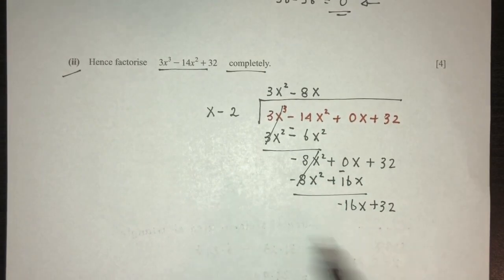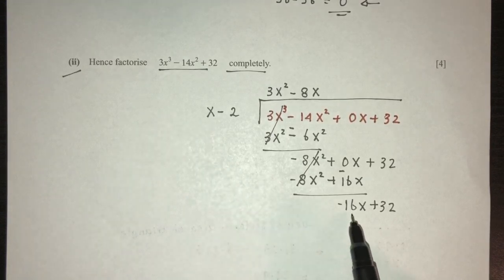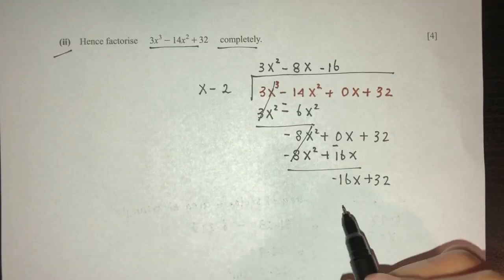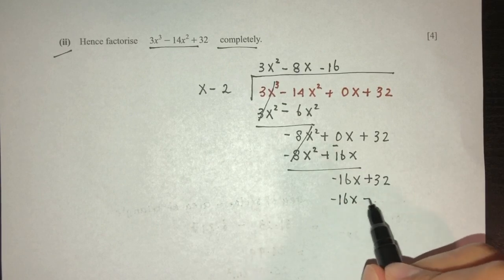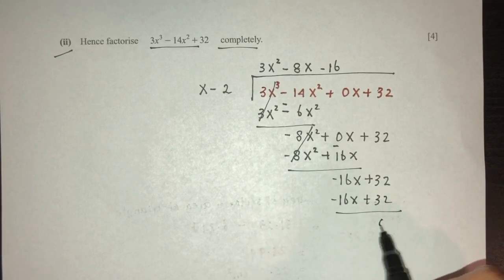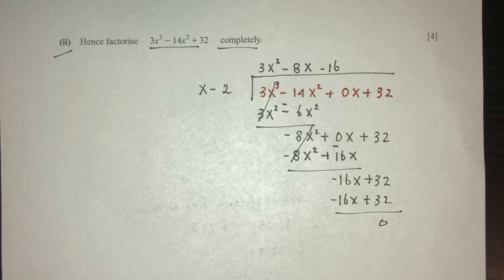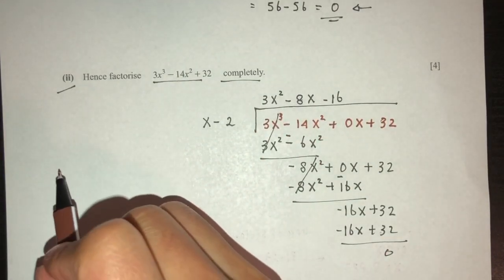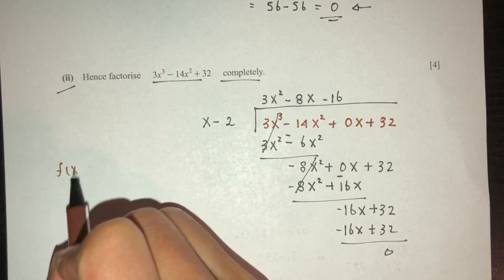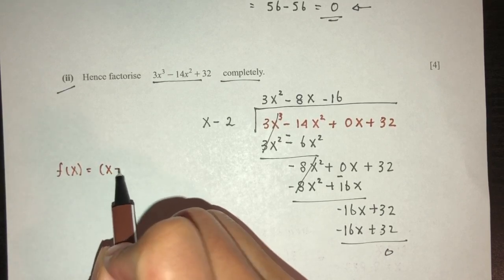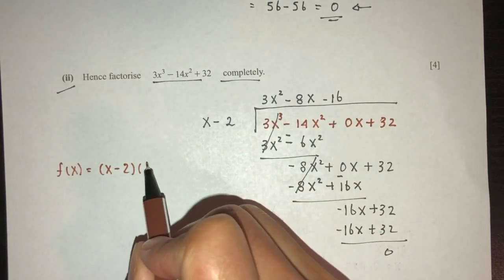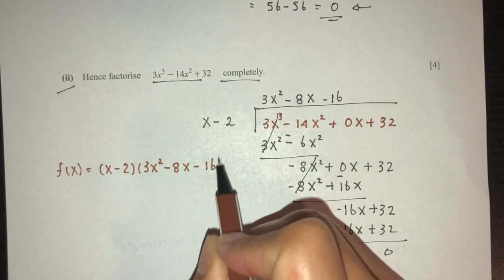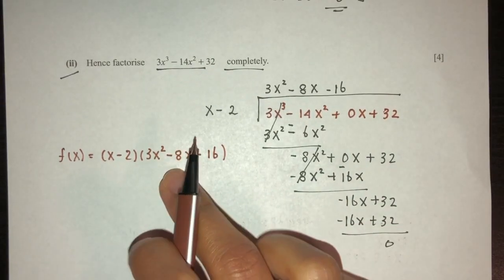Now, same thing, how can you make x become minus 16x? You have to multiply by minus 16. So that will become minus 16x plus 32, and that will be 0. So as you can see here, you have your two factors for this function. So you can write f of x is equal to x minus 2, and you have 3x squared minus 8x minus 16. Now we can factorize this again.